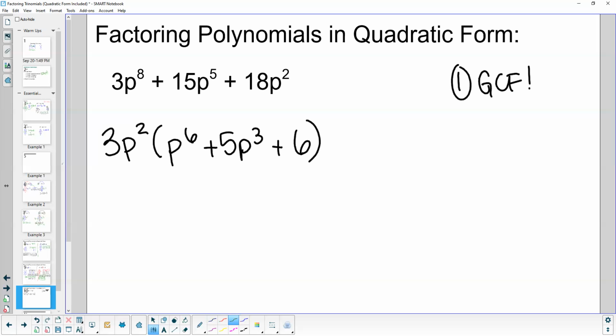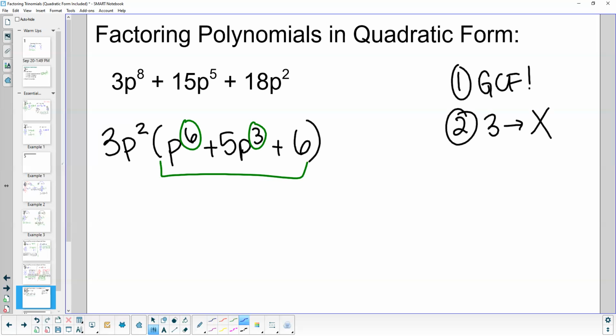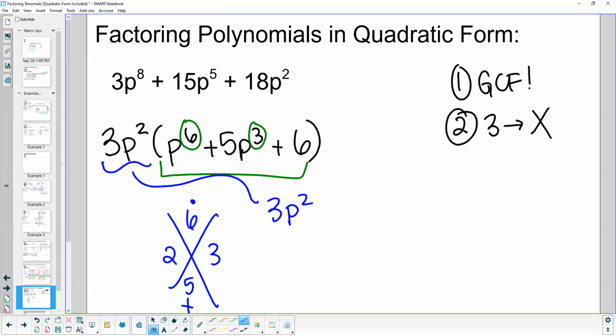Now, as we look in this piece here, we have a trinomial. So we want to see if we can factor that trinomial. Well, this power of 6 is double the power of 3, so we can factor it using our x games. So what are two numbers that multiply to 6 but add to 5? Well, we are going to get 2 and 3. So we can write this as 3p squared, because we don't want to forget this piece from the beginning, times (p to the 3rd plus 2)(p to the 3rd plus 3), because that's our middle exponent there.